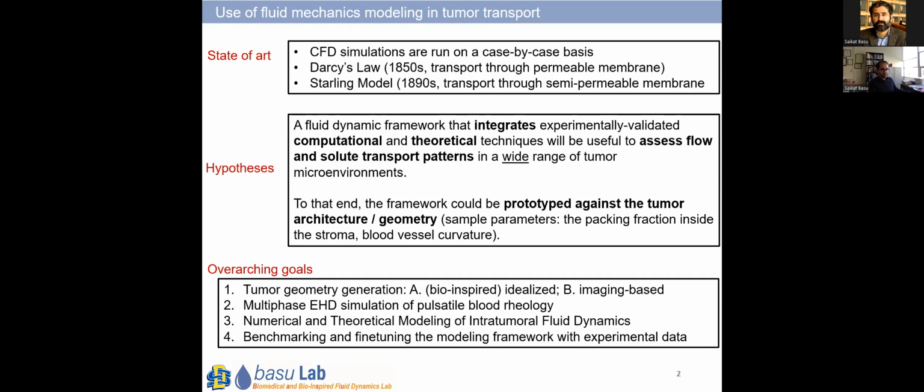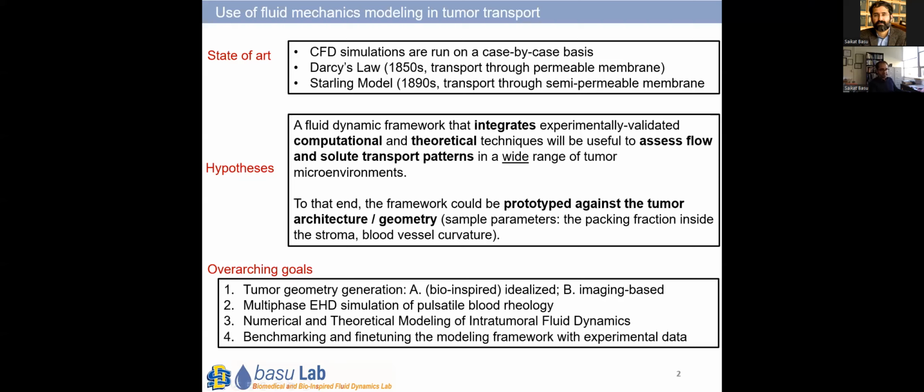In terms of the state of the art, computational fluid dynamics, or CFD, simulations can only generate data on a case-by-case basis. So if we want to use fluid mechanics as a diagnostic tool or as a drug delivery tracker, as of now, it is not very feasible, especially because of the time constraints to reconstruct a tumor geometry from medical scans and then run the simulations and post-process the data.